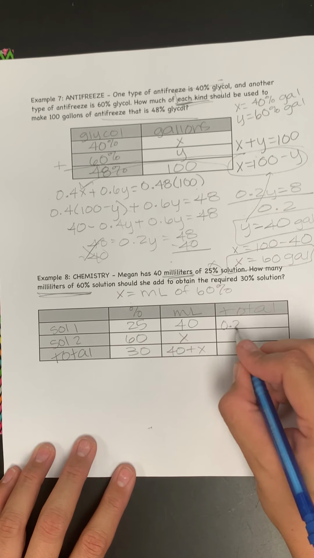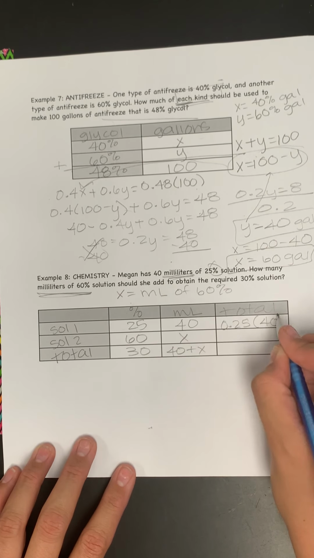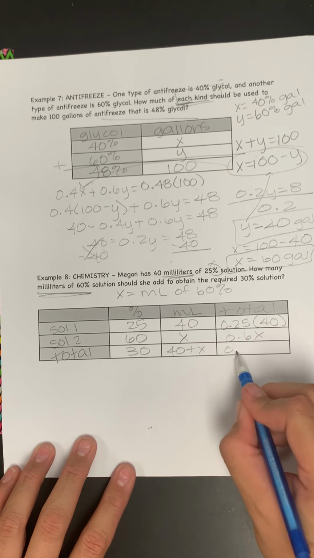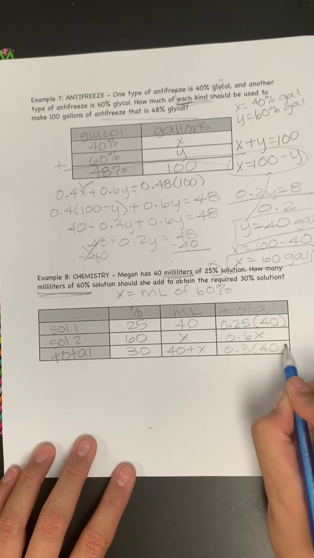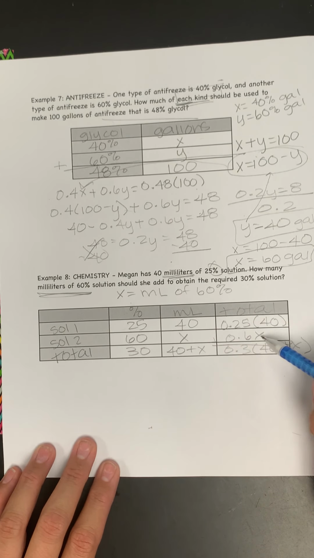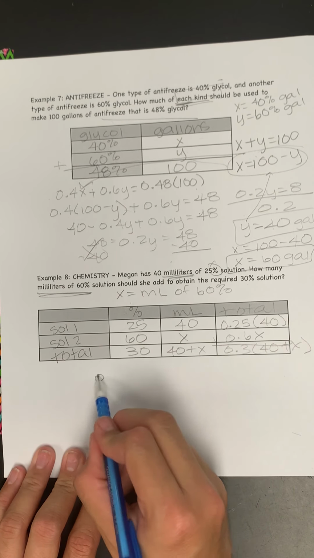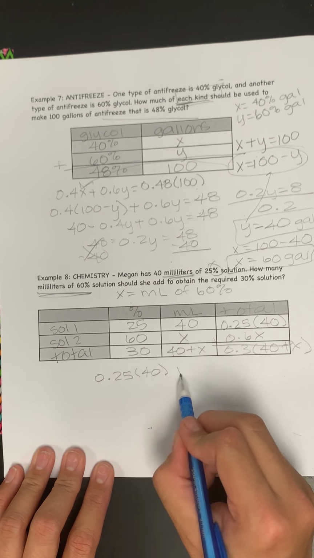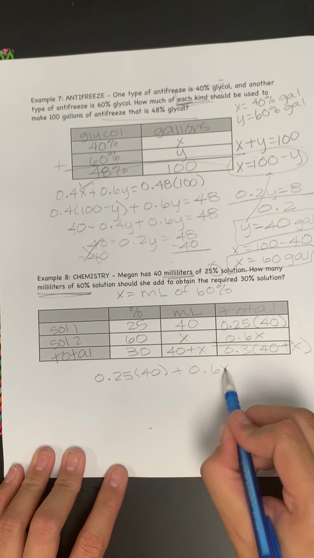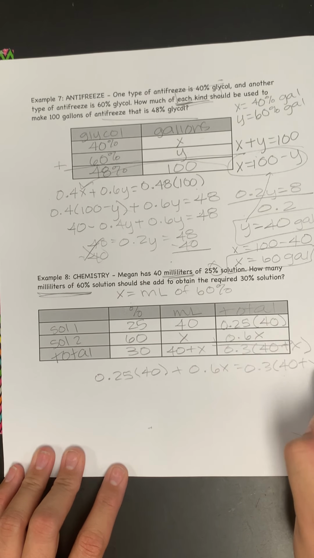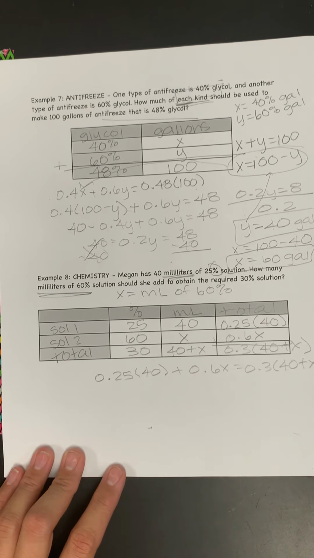So 0.25, because it's a percent, times 40, plus 0.6x, and 0.3 times 40 plus x. Your equation, once again, is solution plus solution equals your mixture. So 0.25 times 40 plus 0.6x equals 0.3 times 40 plus x. Go ahead and finish that problem.